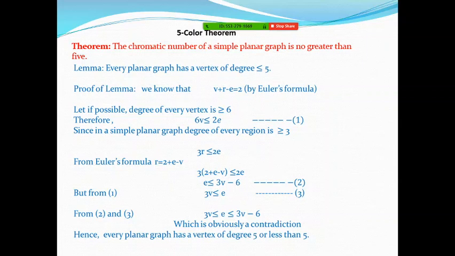For proving this result, we require one lemma. That lemma is: every planar graph has a vertex with degree less than or equal to 5. Just think what is the meaning of this statement. Every planar graph has a vertex of degree less than or equal to 5. That means in every planar graph there will be at least one vertex whose degree is 1, 2, 3, 4, or maximum 5. Its proof requires two logics only.